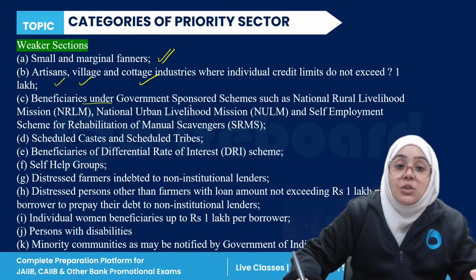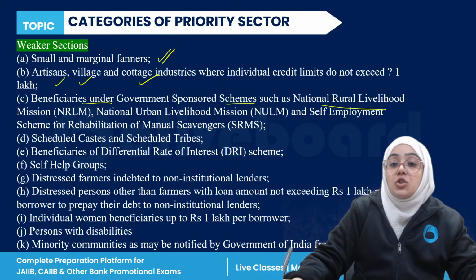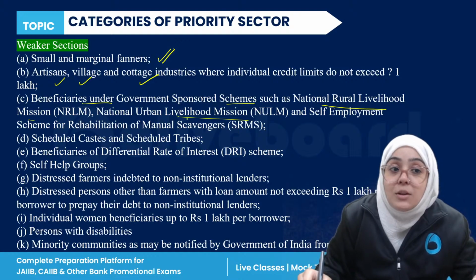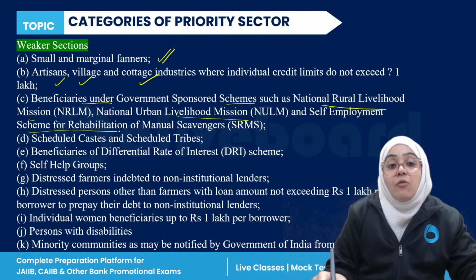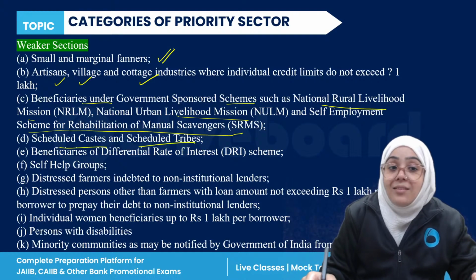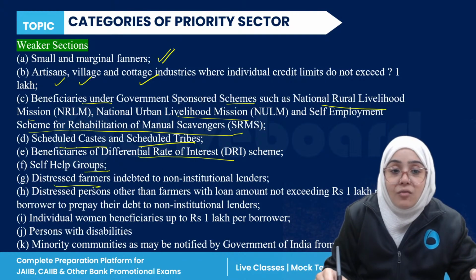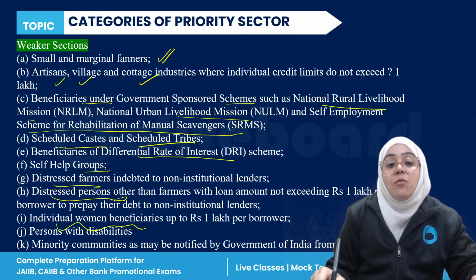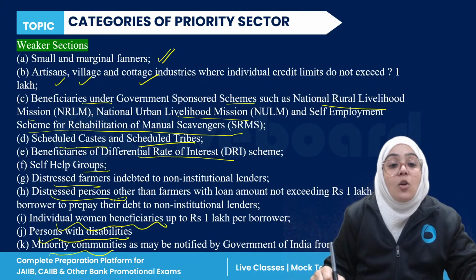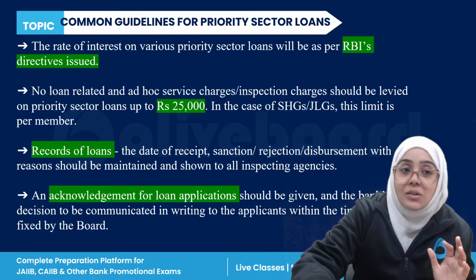Then beneficiaries which are under any government sponsored scheme, for example, there is the National Rural Livelihood Mission, there is the National Urban Livelihood Mission, there is the self-employment scheme for rehabilitation of manual scavengers, right? SCs, STs, beneficiaries of differential rate of interest, self-help groups, distressed farmers, distressed persons, individual women beneficiaries, persons with disabilities, minority communities, these all come under the weaker sections. Clear?